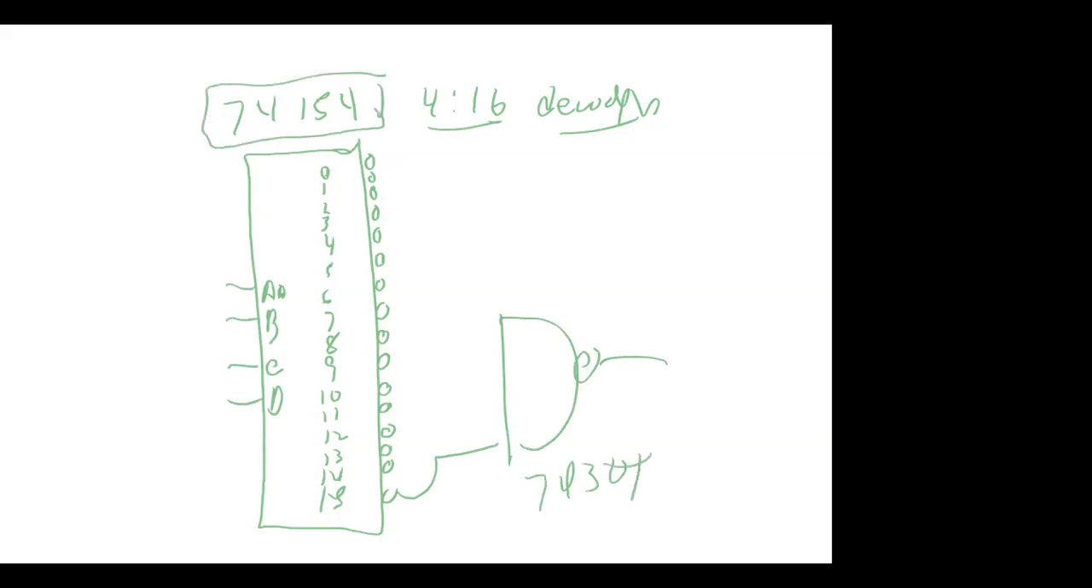So you may find a variant, 74LS154. That stands for low power Schottky. Or you can find 74HC154. That stands for high speed CMOS. Or you can find it without any of these little extra letters at all, in which case they're just standard TTL.